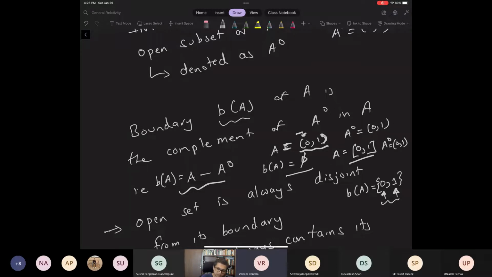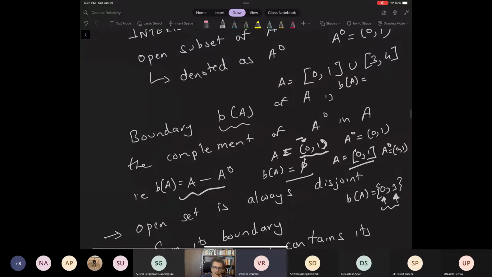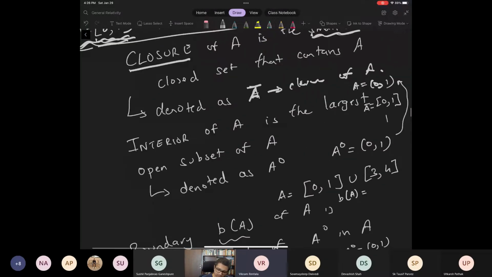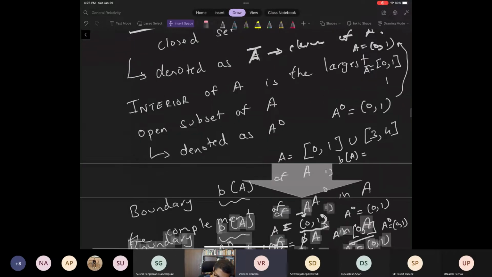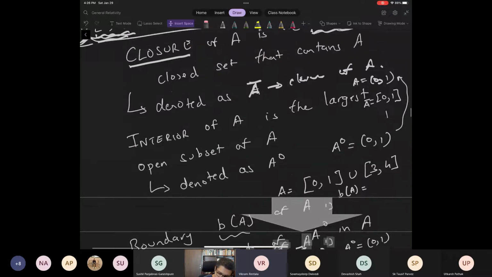Okay, let's do a more complicated example. So supposing A is the union of [0, 1] and [3, 4]. What is the boundary of A if you work it out? So the first thing is you have to work out, let's do this example, the closure of A.